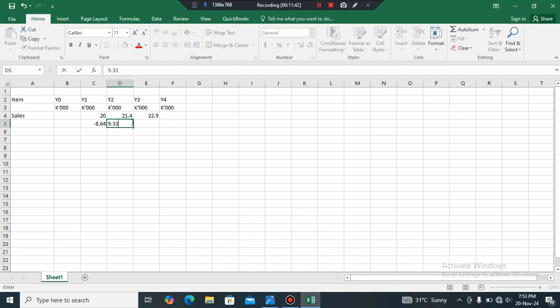It's giving us 9.33. So that 9.33 is supposed to be in brackets. Don't forget the brackets. Then 9.33, you multiply that by 1.08. It's giving us 10.07, or 10.08 rather, and this 10.08 is supposed to be in brackets. So you've got materials here.